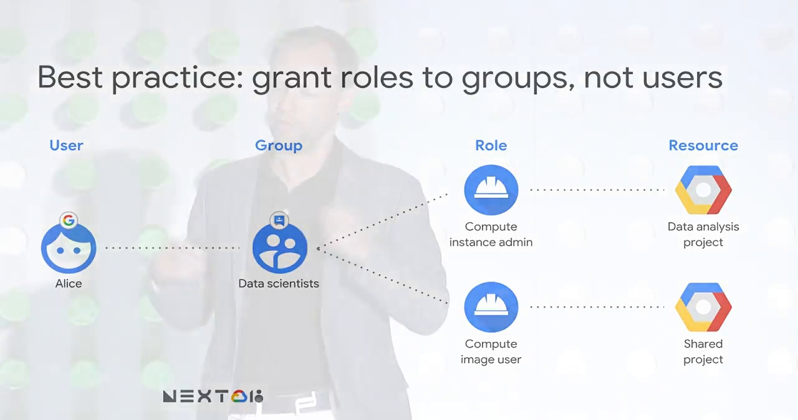And then, as you are very successful, you hire another data scientist. Now, instead of finding all of the places where you have granted Alice permissions, you just add your new hire into that data scientist group, and you know that now Alice and the new hire will have the same permission to the same resources. This allows you to manage at scale.